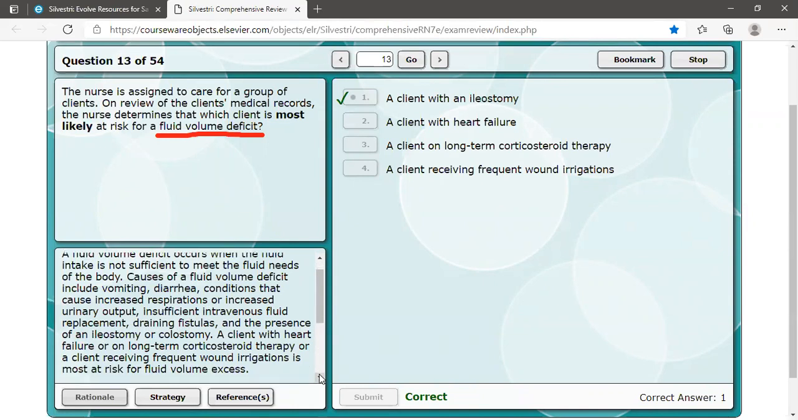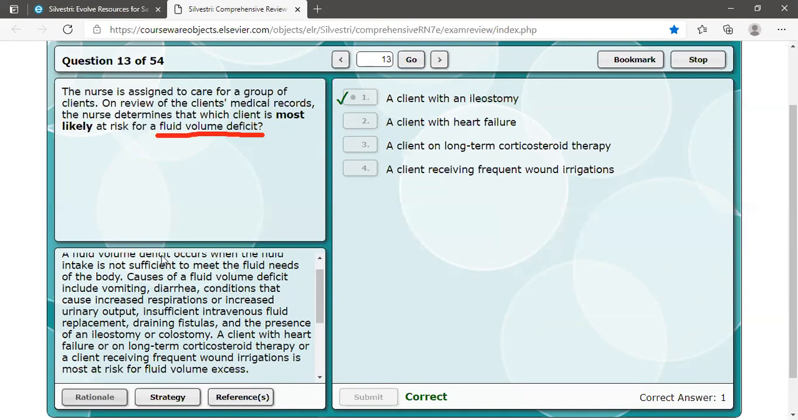On the other hand, the client with heart failure or long-term steroid therapy, or the patient who has a wound and undergoes frequent wound irrigation, are most at risk of fluid volume excess or overload, right?